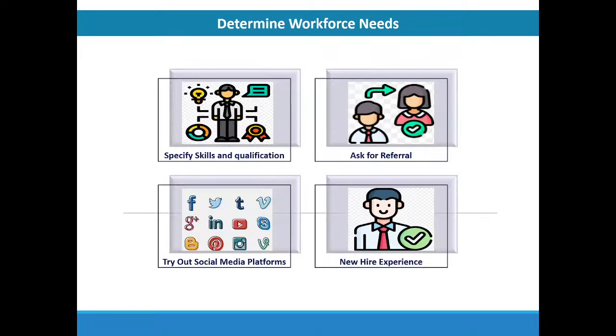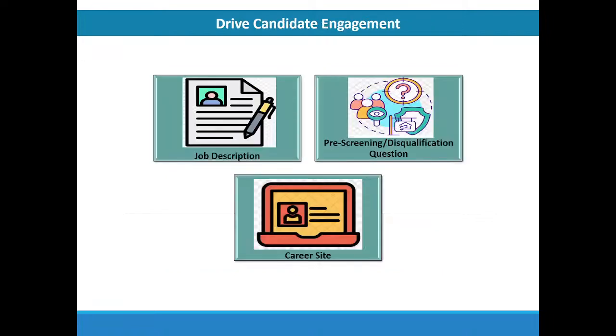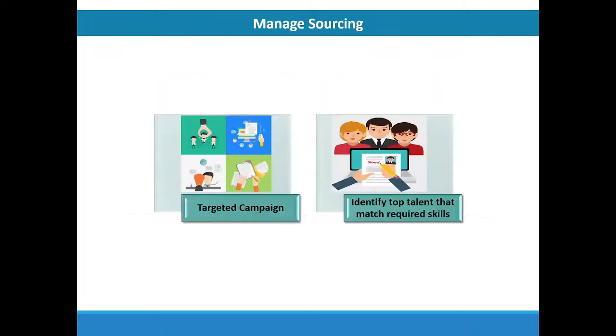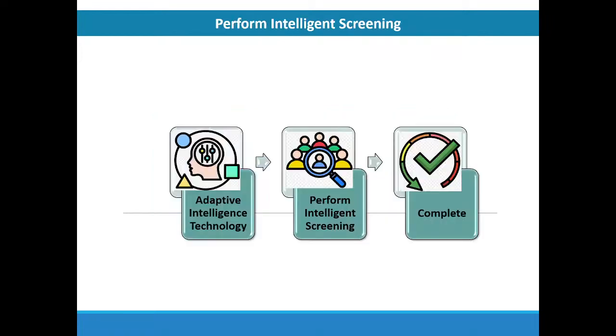So here you can see, first you have to determine the workforce needs, like specify the skills and qualification, ask for referrals, try out social media platforms, and decide what experience is required for the new hire. Then drive candidate engagement: you have to fill the job description, pre-screening questions and disqualification questions, the career site, and then manage the sourcing. So you have to set the target campaign and identify top talent that match your required skills.